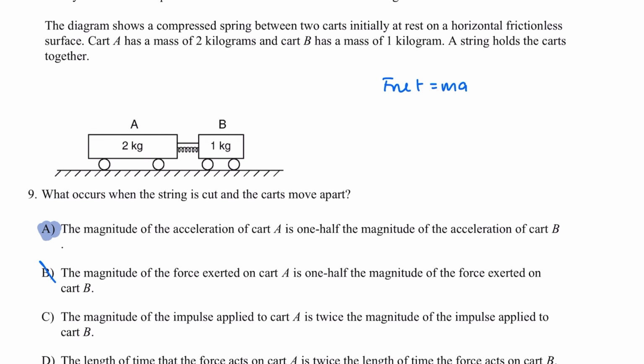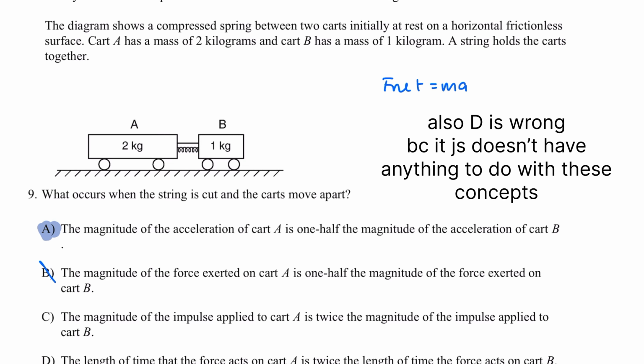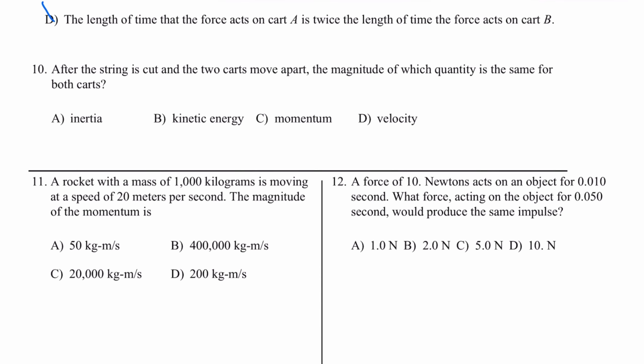Also, C and D are wrong because momentum stays the same because there's no external force acting on the system, so impulse has to be the same for both carts. Number 10. After the string is cut and the two carts move apart, the magnitude of which quantity is the same for both carts? So the answer here is going to be momentum due to conservation of momentum.